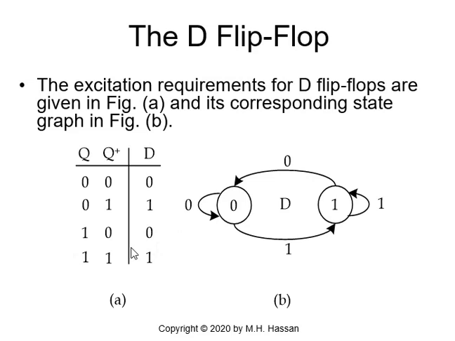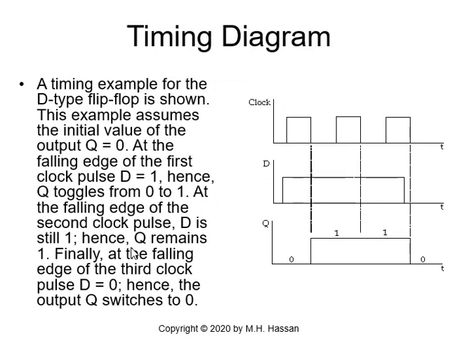Now, we have proven the characteristic equation of the D flip-flop, which is Q plus equals D, based on the characteristic equation of the JK flip-flop. We have proven the truth table and the compact table, and we have shown the excitation requirements table and the state graph of the D-type flip-flop.